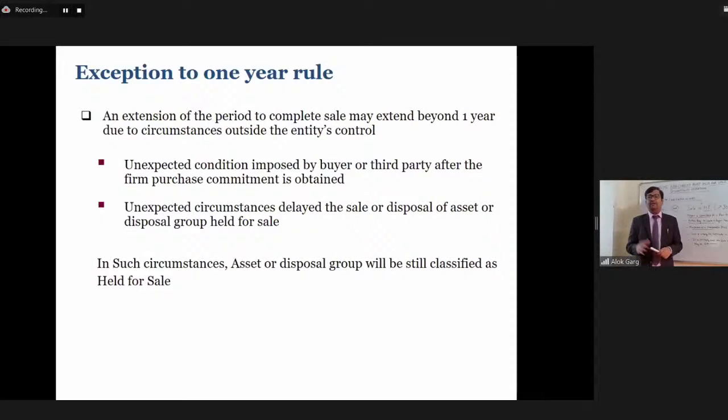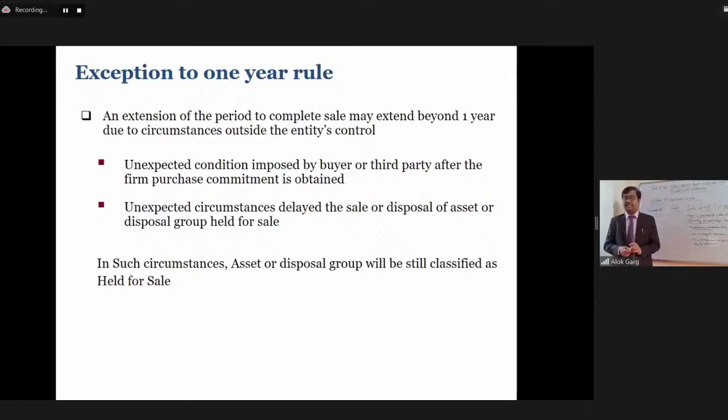Or even, we are not expecting that this COVID situation will be better in the next 6 months or 8 months, and the authority will not operate physically. And hence we will not be able to transfer this building for the next 6 months or 8 months. So can we still classify this building as held for sale?